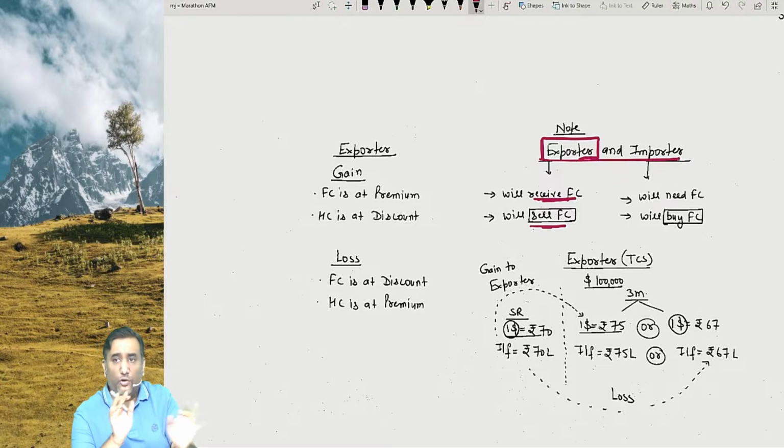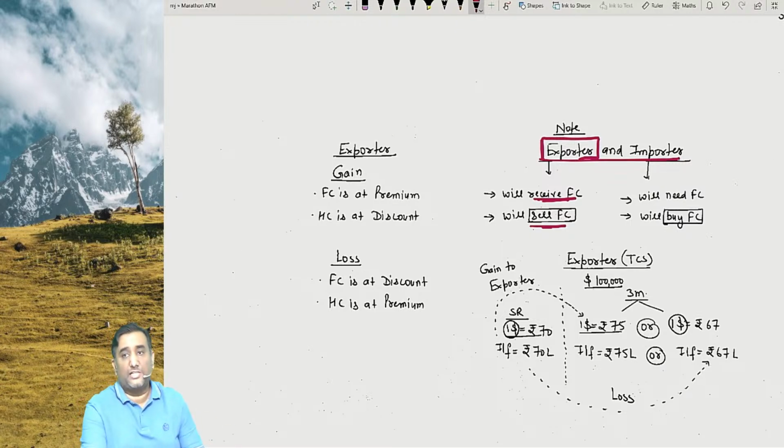Otherwise, billing is done in the foreign currency, whether exporter or importer. And since it is done in foreign currency, you have a risk involved because the fluctuation will be there. Risk in financial management is not a loss. Risk is a fluctuation. It could be benefiting you, it could be making you lose something. So risk is a fluctuation in financial management. The higher the fluctuation, the higher the risk involved.